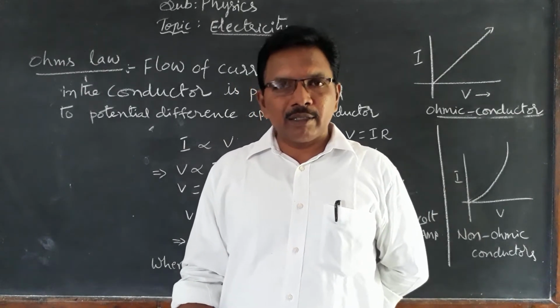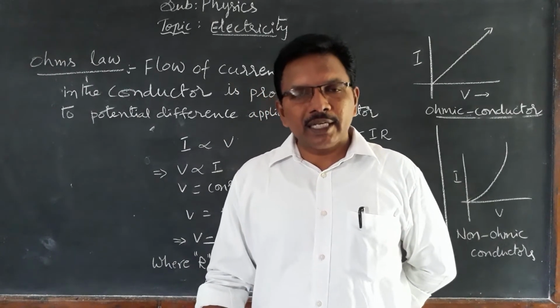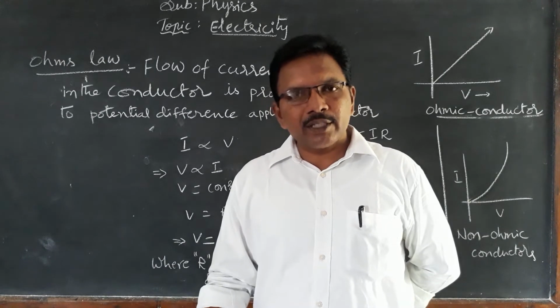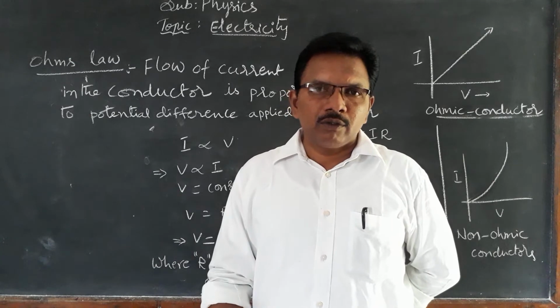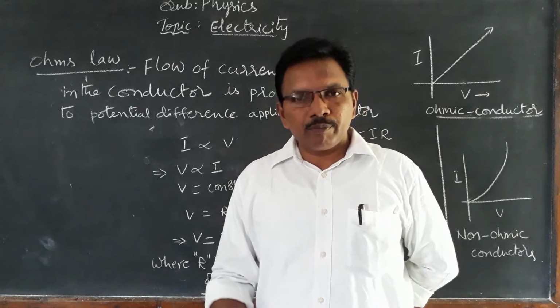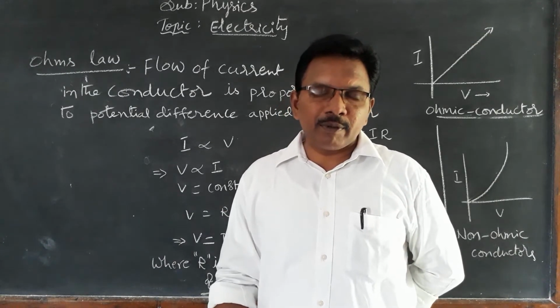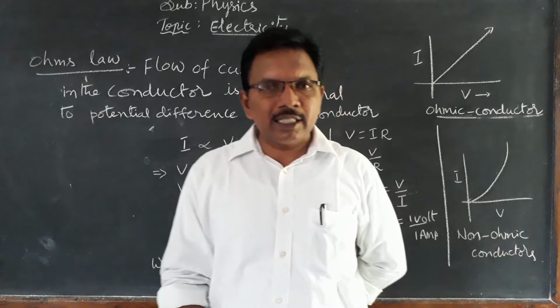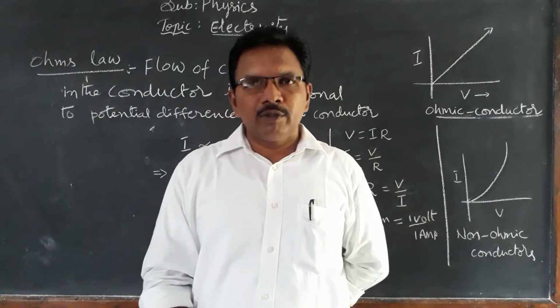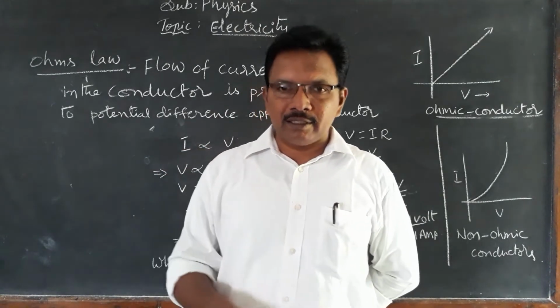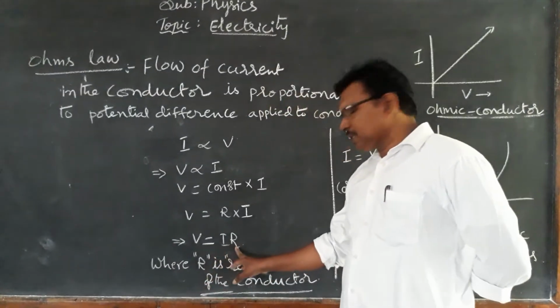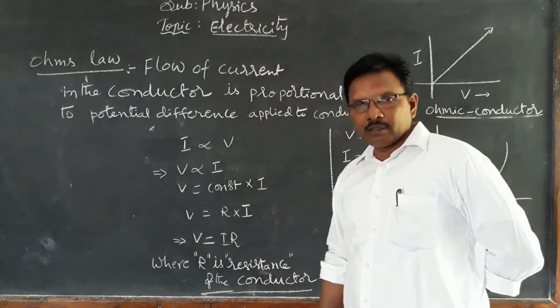Resistance is nothing but obstruction. It creates obstruction to the flow of current and decreases the current. Some resistive power, some inner nature present in the conductor, is the resistance. So that resistance is represented with the symbol R.